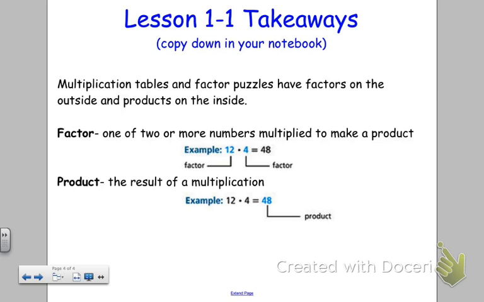And just to remind you what a factor and a product are, a factor is one of 2 or more numbers that you can multiply to make a product. So here we have 12 times 4 equals 48. Well, 12 and 4 are factors. They're the numbers that we're multiplying. And then the product is the result of multiplication. So 48 in this case would be our product. That's our answer to the multiplication problem.